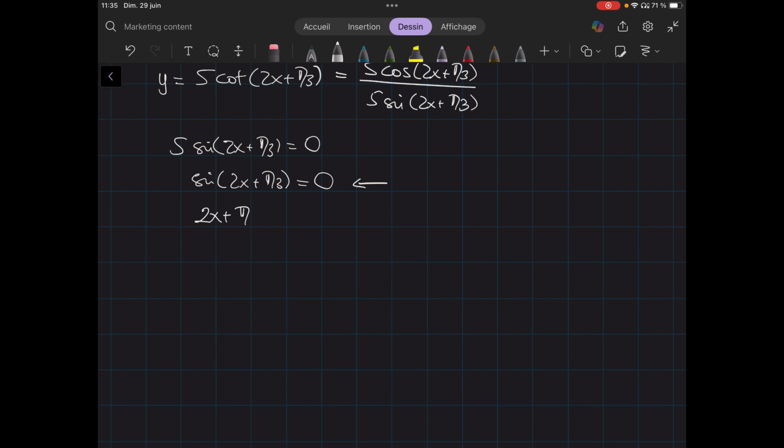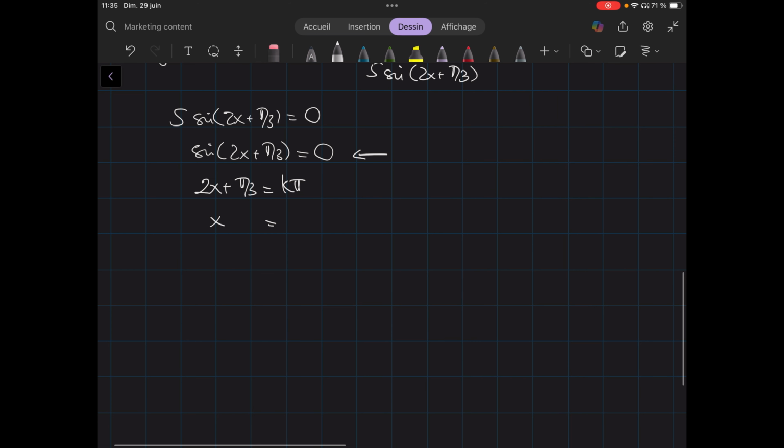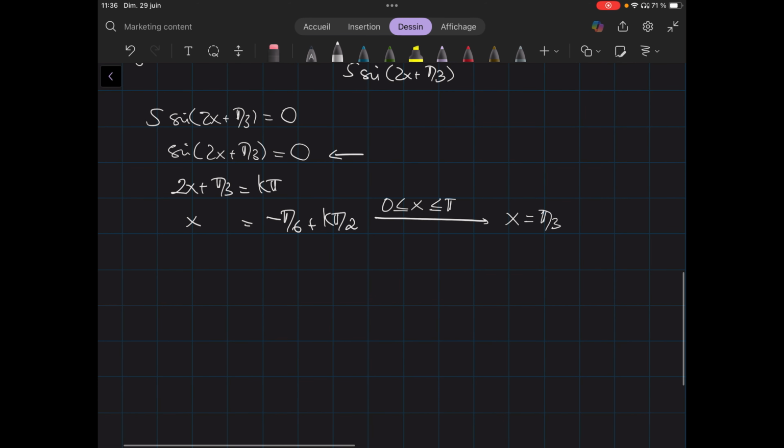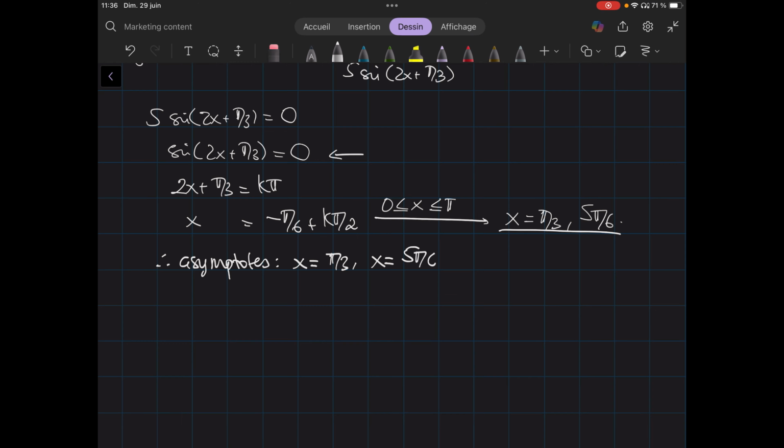So 2x plus pi by 3 is equal to k pi. x is therefore negative pi by 6 plus k pi by 2. Since we are only interested in the interval between 0 and pi, our asymptotes are pi by 3 and 5 pi by 6. So the asymptotes are x equal to pi by 3 and x equal to 5 pi by 6.